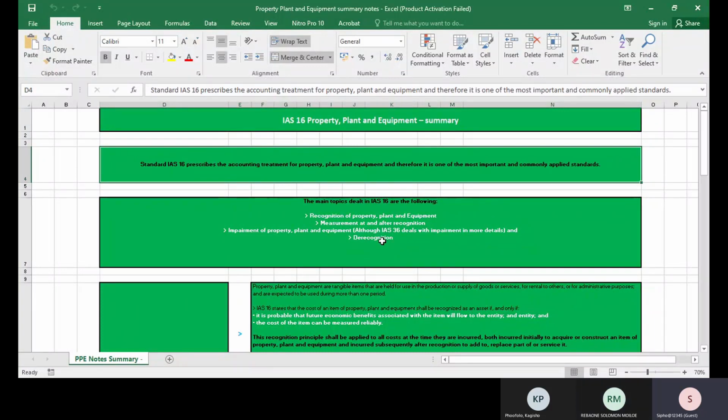So under IS 16, what you need to know, Solomon, is that we're discussing these topics. Yeah? The recognition of property, plant and equipment, right? You need to know how property, plant and equipment is recognized. Yeah? The measurement at and after recognition. So once you have recognized the property, plant and equipment, how do you measure it subsequently, right? Also, the impairment is talked about in IS 16, but not in detail.